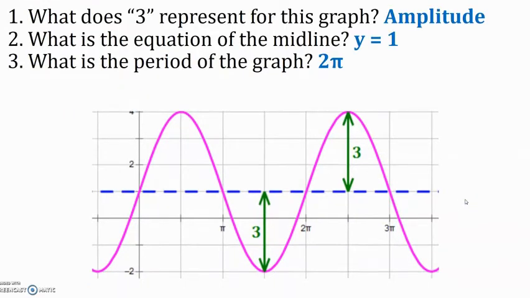So hopefully you decided that the amplitude is representative of 3, since it's going 3 up and then 3 down. The midline is at y equals 1 because that's where your x-intercepts are at this line here. And then the period of the graph, so what makes a full complete cycle? So if I were to start here, go up a cycle, down part of that cycle, it's 2 pi.